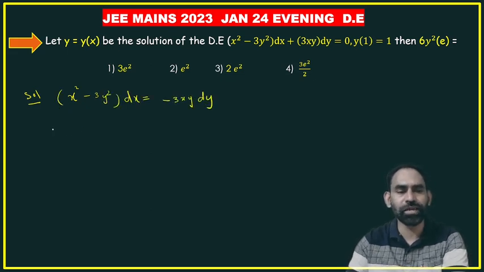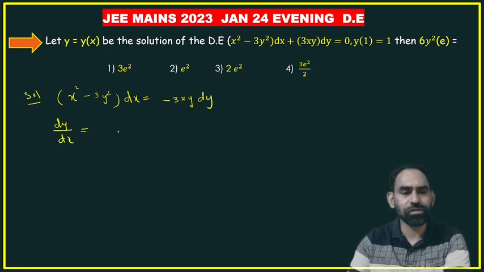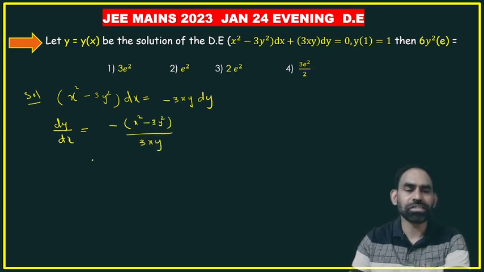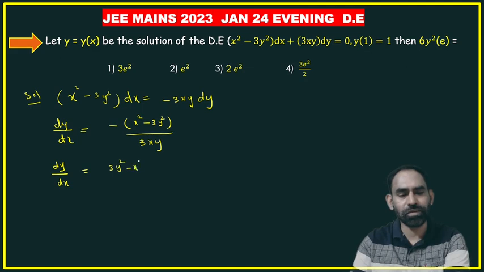Find out dy by dx. dy by dx equals minus of (x square minus 3y square) by 3xy. This can also be written by multiplying with the minus, so this becomes (3y square minus x square) by 3xy. This is equation 1.